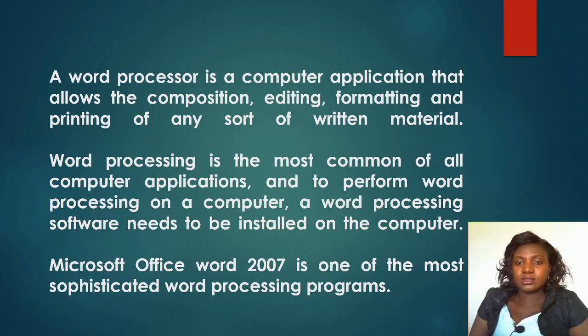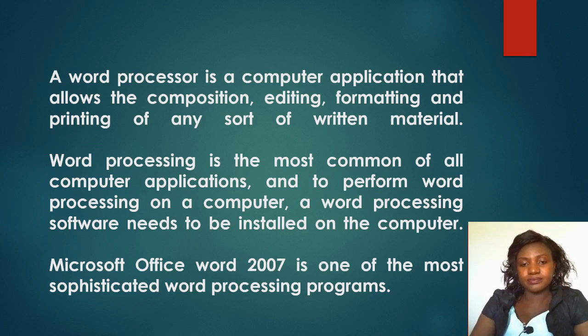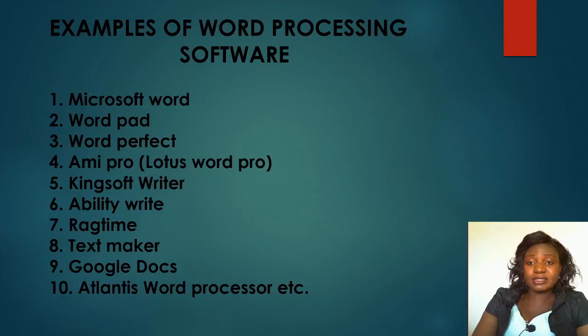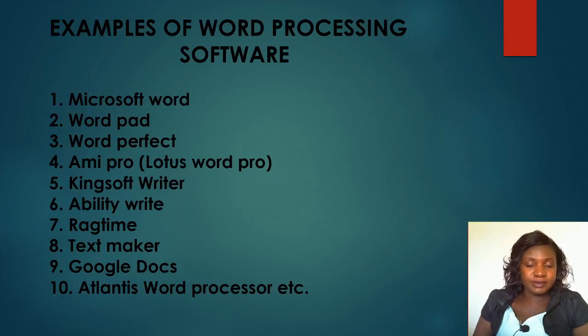Let's look at what a word processor is. A word processor is a computer application that allows the composition, editing, formatting, and printing of any sort of written material. Word processing is the most common of all computer applications, and to perform word processing on a computer, a word processing software needs to be installed on the computer. Microsoft Office Word is one of the most sophisticated word processing programs. It is a package that is widely used for typing.